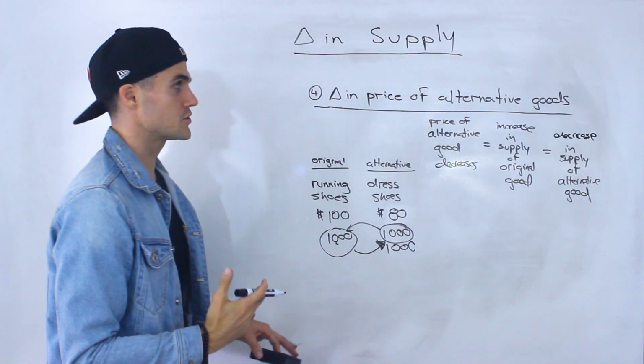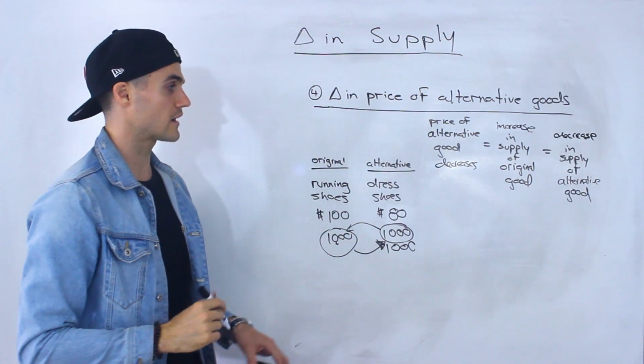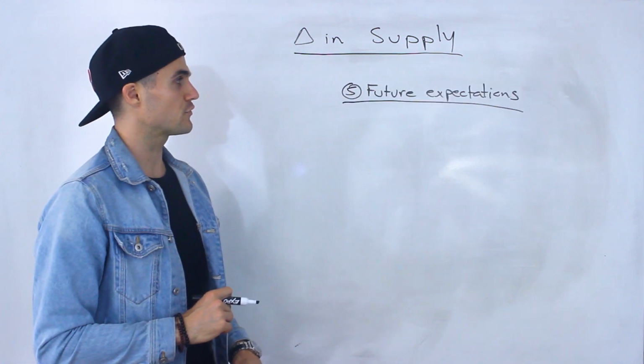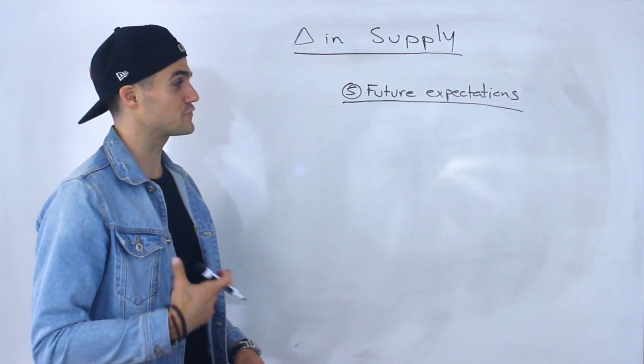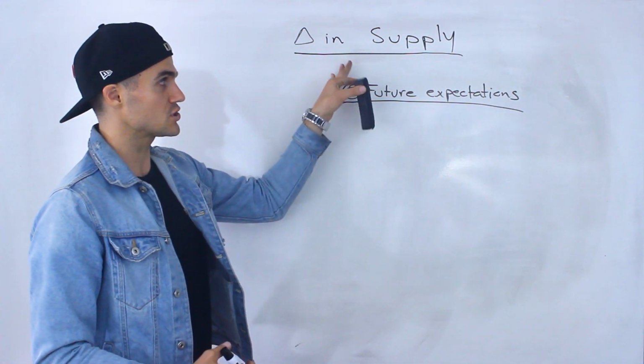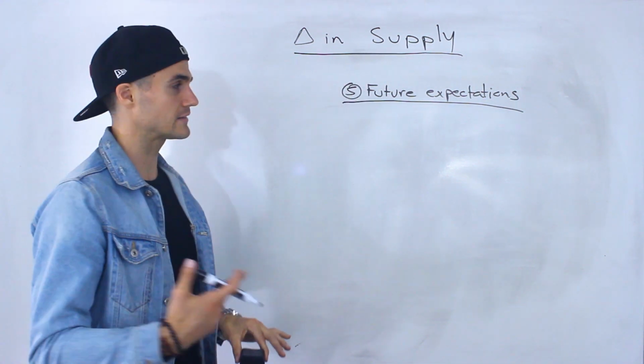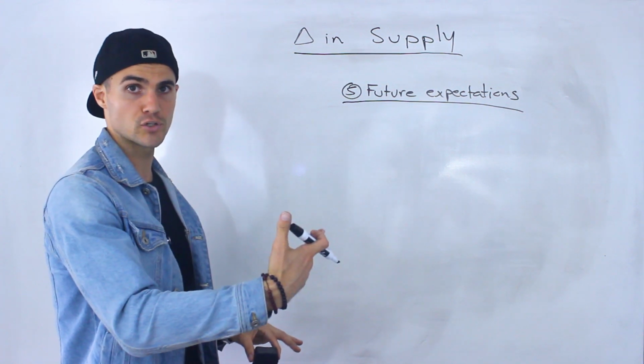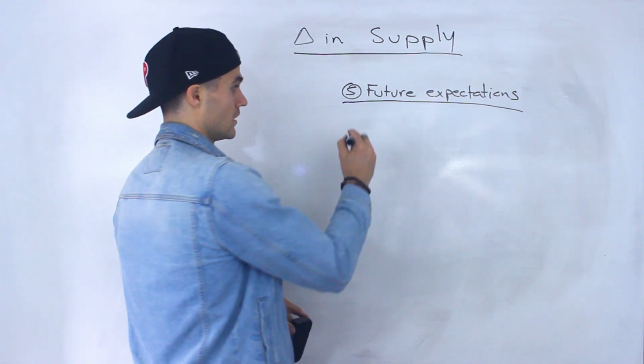Right? So that's how a change in price of alternative goods can affect that supply curve. And then number 5, the 5th factor, is future expectations. When we're talking about future expectations for a change in supply, we're looking at the expected price of the good or service in the future.